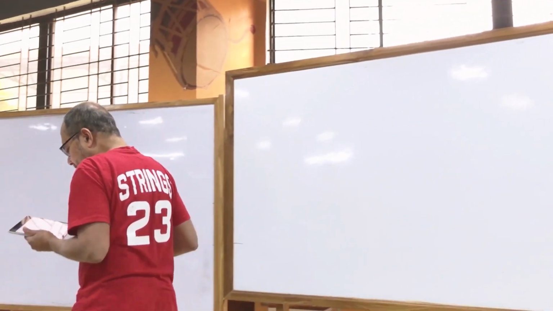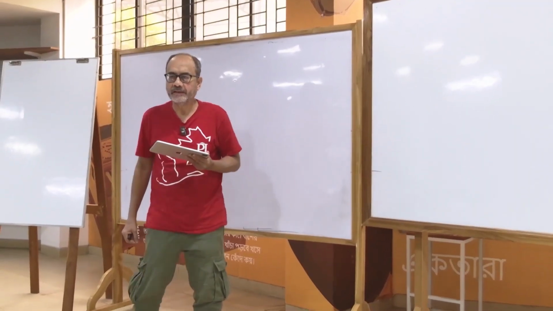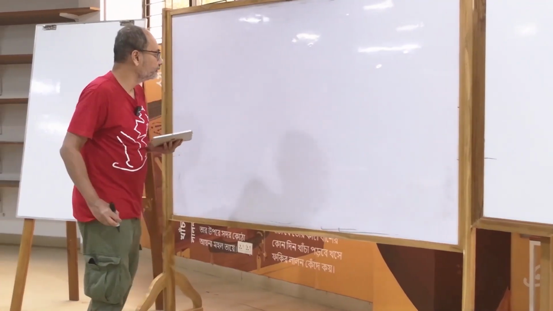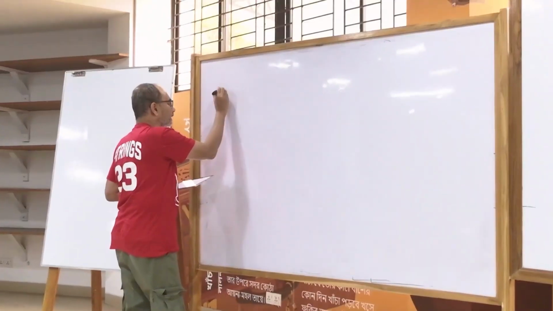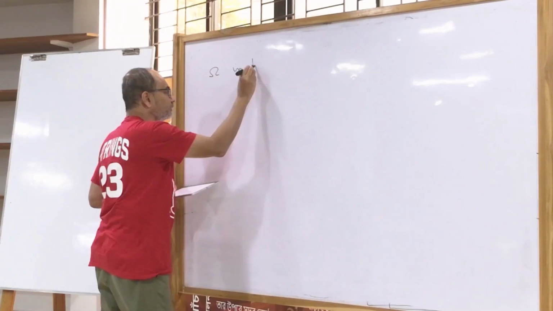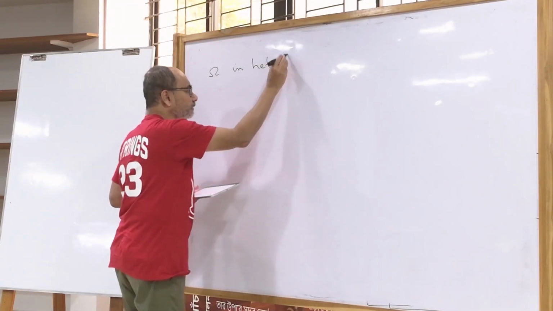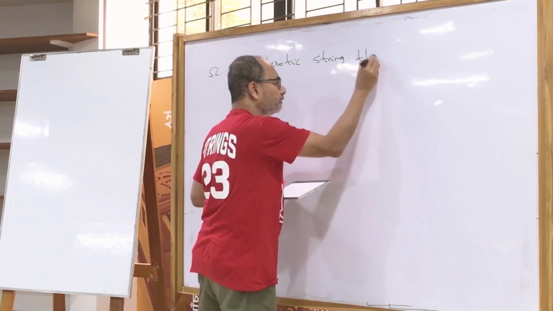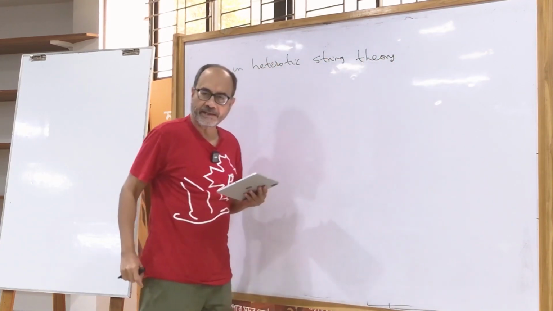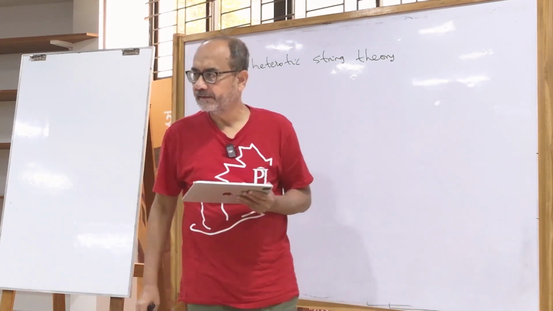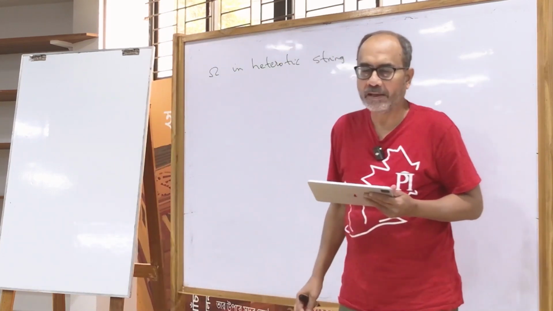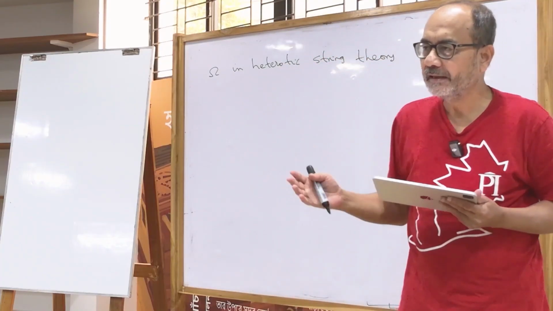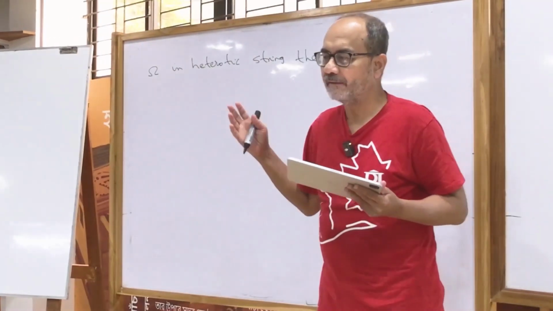So, yesterday I wrote down the expression for the degeneracy omega, or the index, for a particular system in heterotic string theory. And we did this for a specific choice of charges. Several people asked me why I chose that particular charge, and the simple answer is that I just chose it to give an example.